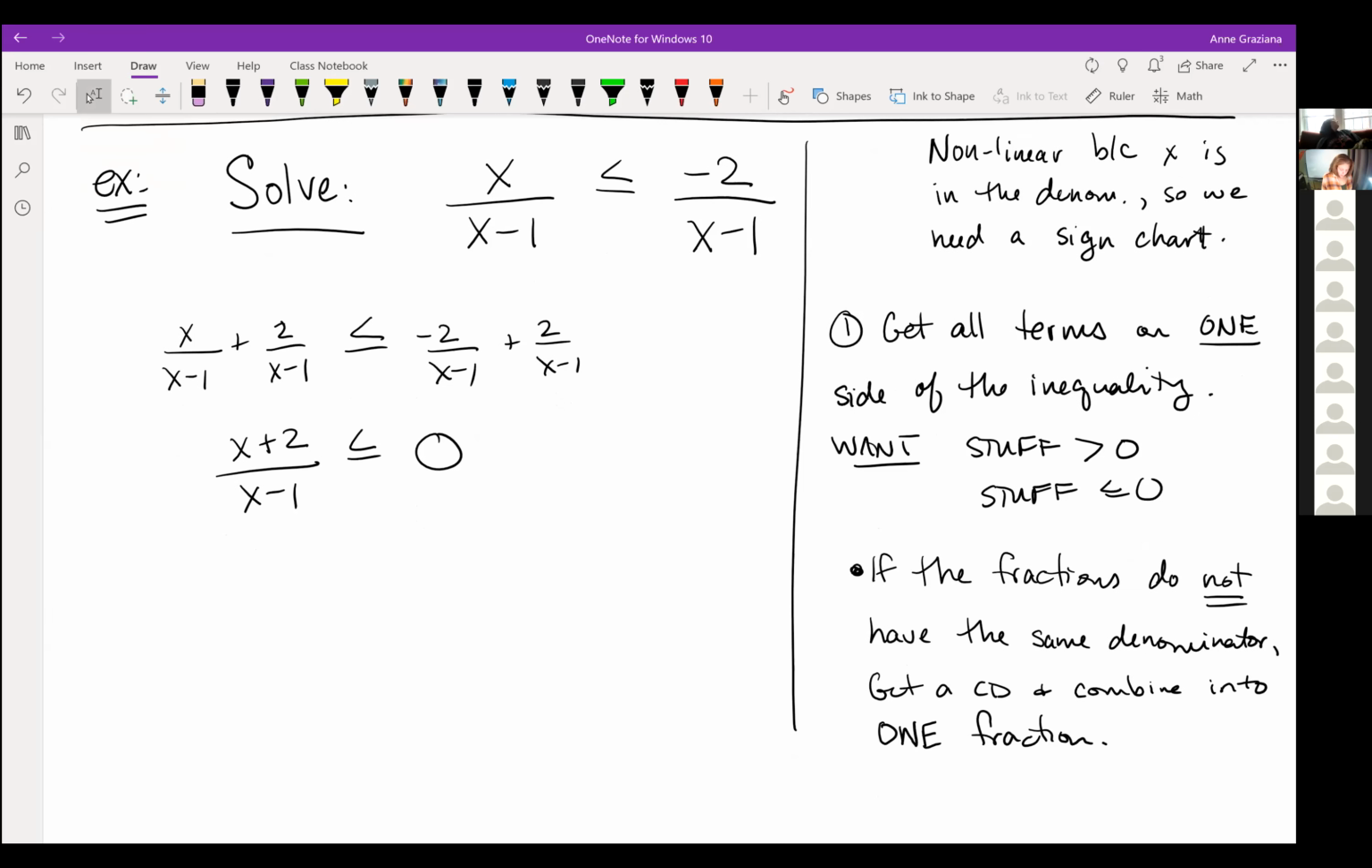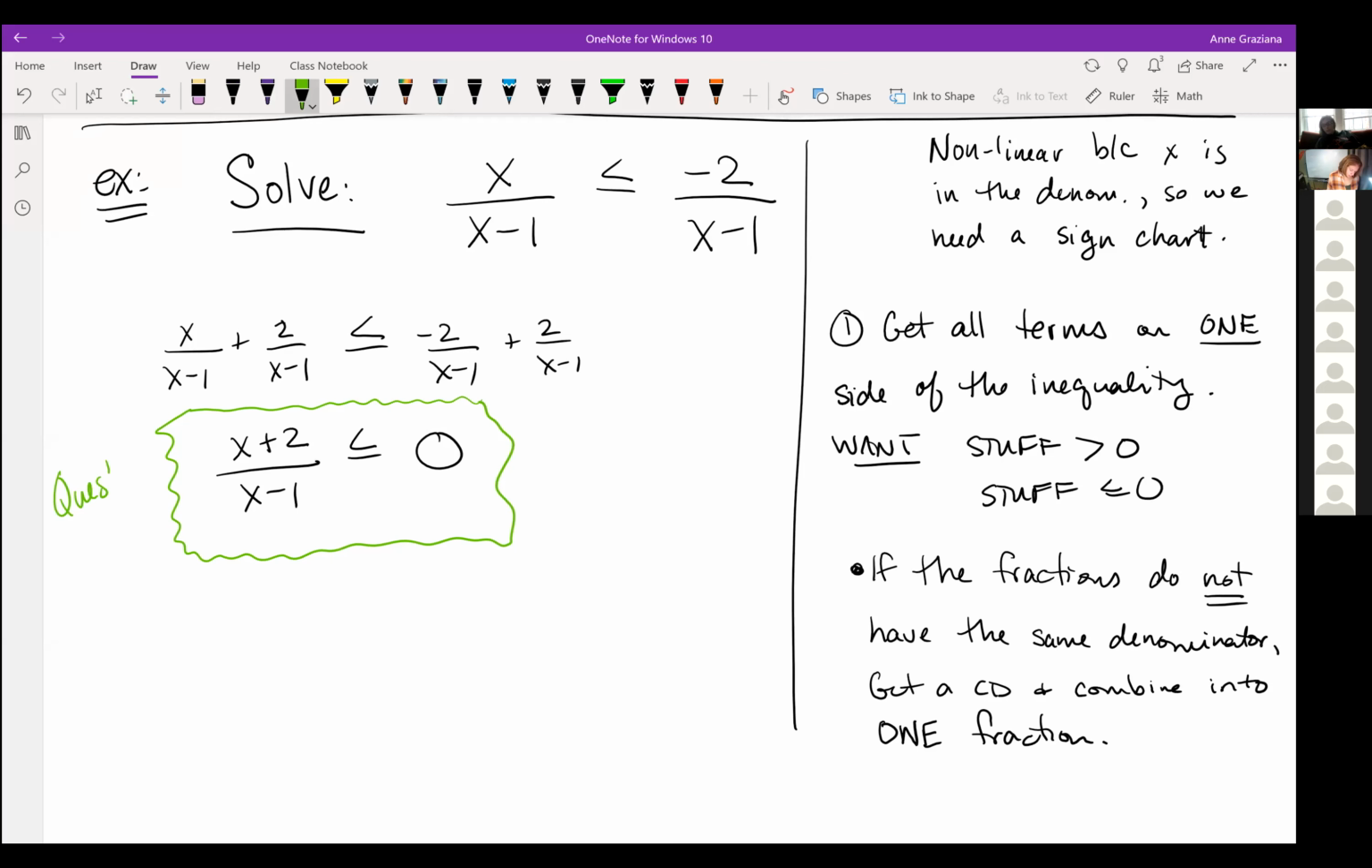It's no big deal. I also want to highlight this right here. Once you get everything on one side and the other side of the inequality is 0, put a little box around that because this is my question that I'm going to answer. What is my question asking here? Can anybody say it in words?